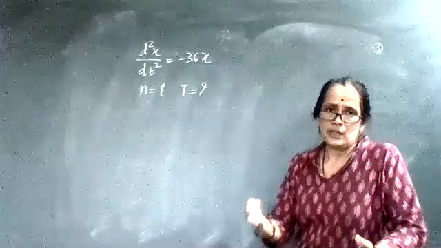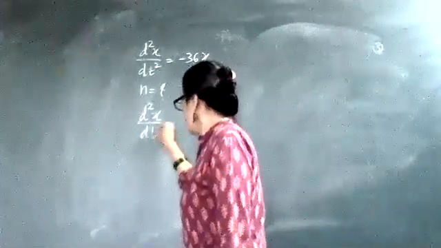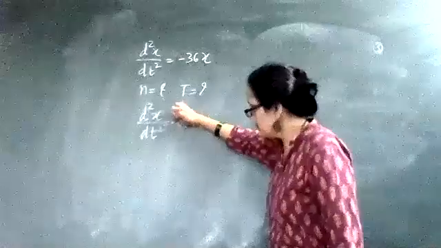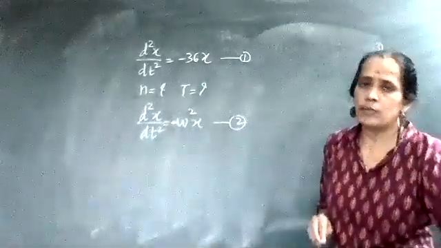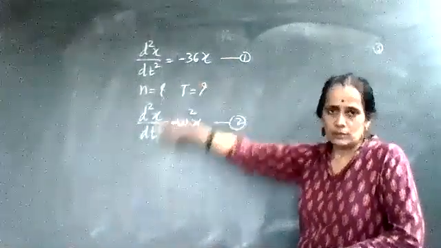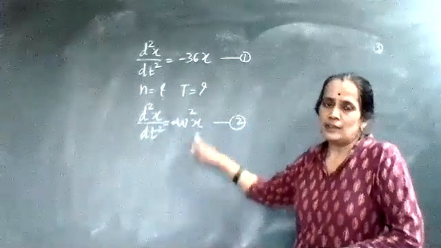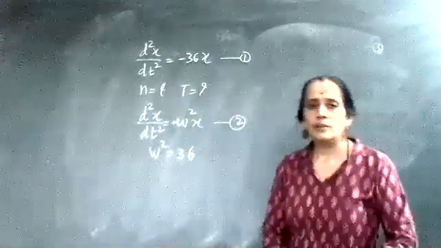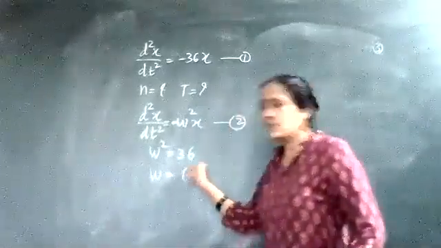So first I can write the standard form of the differential equation. The standard form is d square x by dt square, which is equal to minus omega square x. First equation, second equation: the second is the standard form and the first is the given form. If you compare, the left hand side d square x by dt square is the same in both, and on the right hand side the first equation has minus 36 and the second has minus omega square, with x as it is. So we can say omega square is equal to 36. Omega square is 36, so omega is the square root of 36, which is 6.